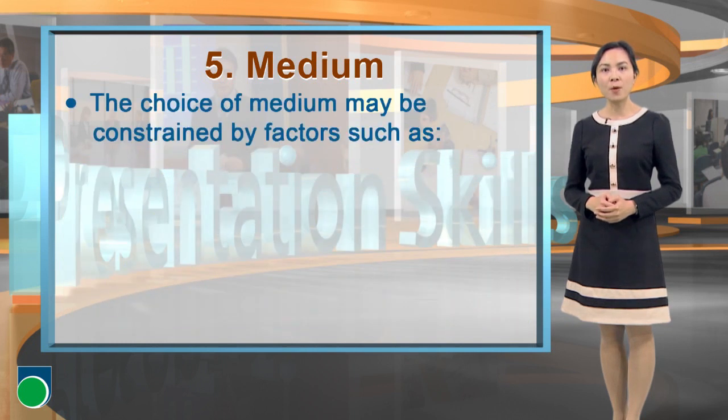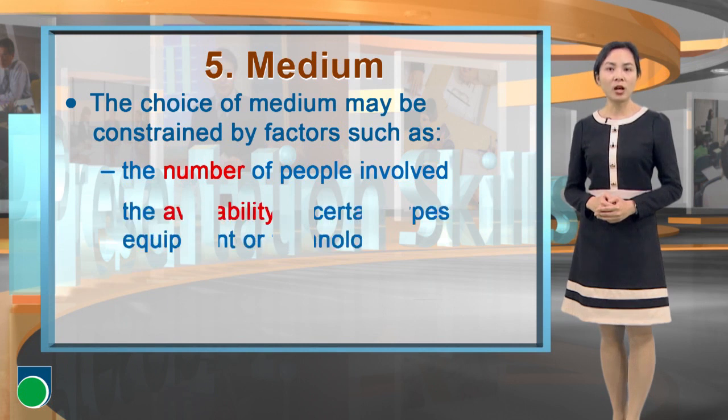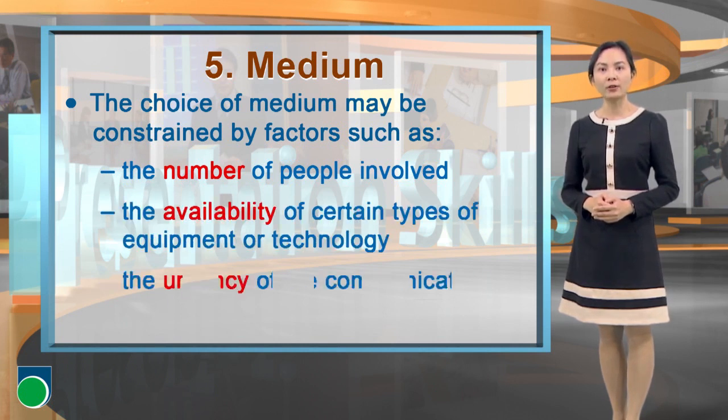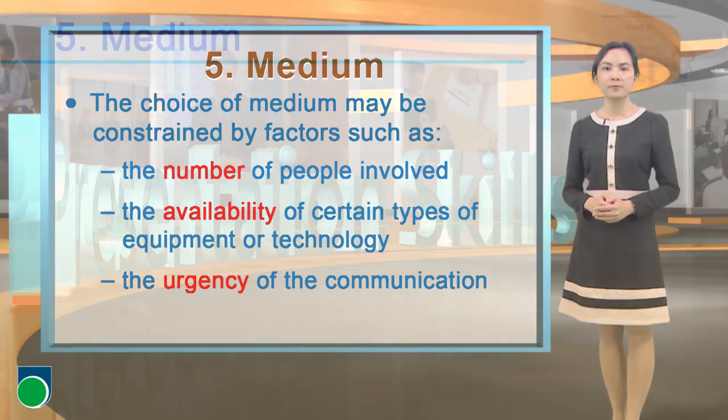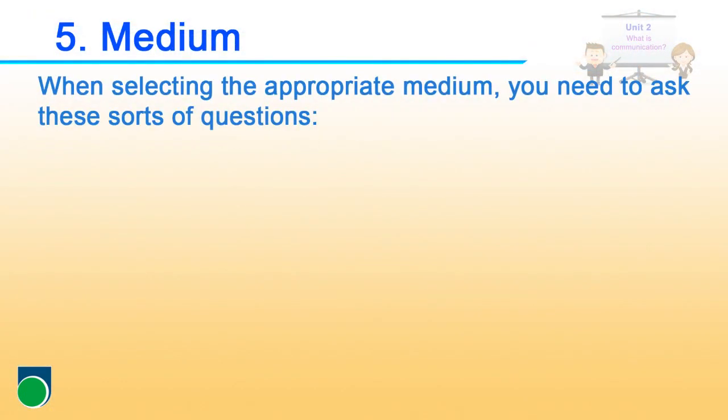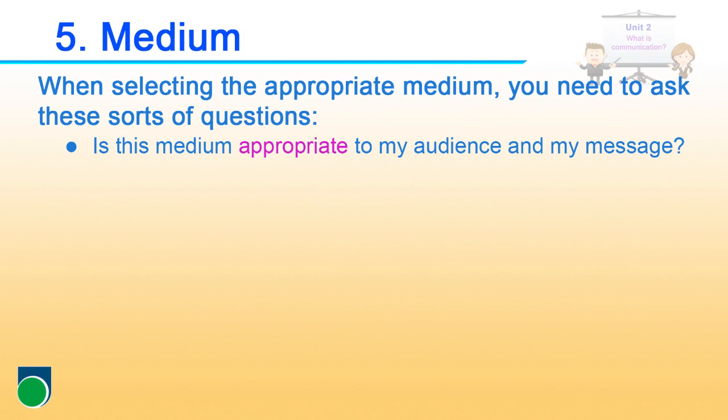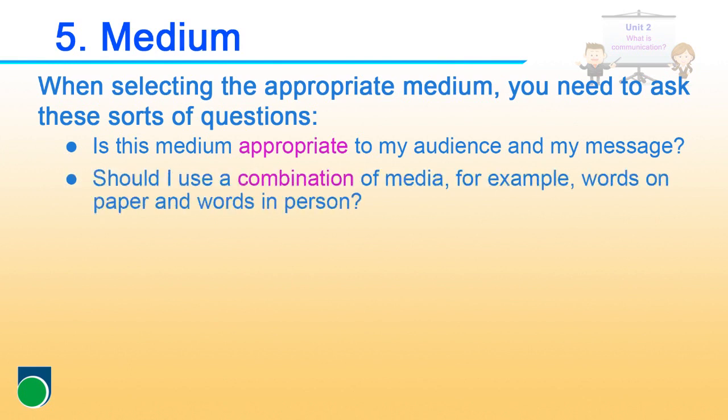The choice of medium may be constrained by factors such as the number of people involved, the availability of certain types of equipment or technology, and the urgency of the communication. When selecting the appropriate medium, you need to ask these sorts of questions. Is this medium appropriate to my audience and my message? Should I use a combination of medium? For example, words on paper and words in person.